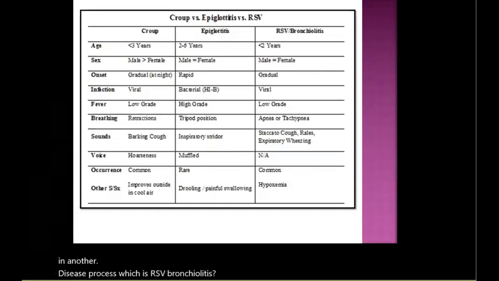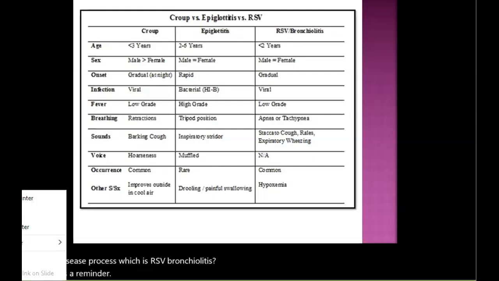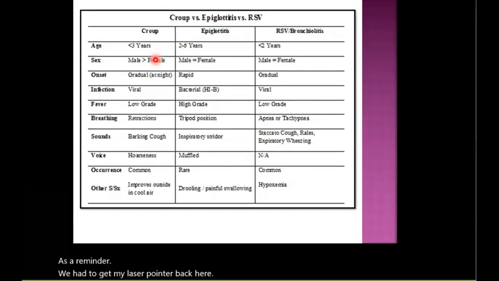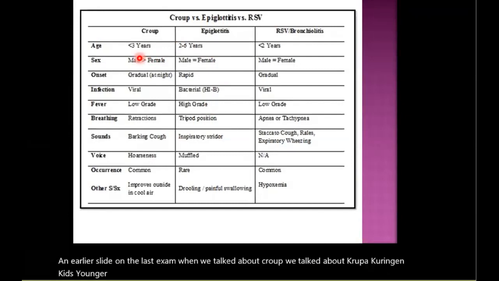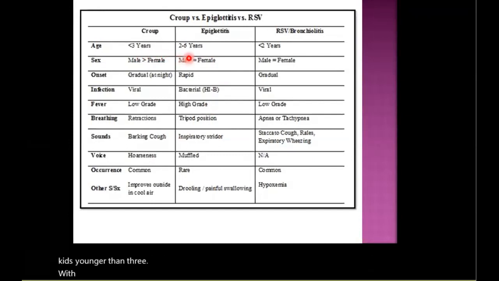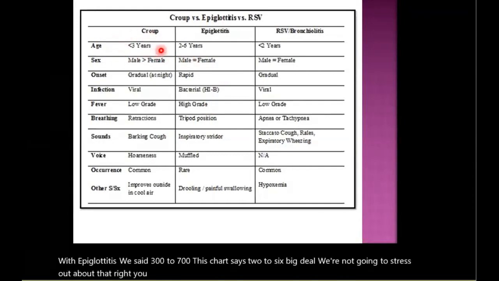As a reminder, on an earlier slide, on the last exam, when we talked about croup, we talked about croup occurring in kids younger than 3. With epiglottitis, we said 3 to 7. This chart says 2 to 6. Big deal. We're not going to stress out about that, right? You get the point. Croup is in the little toddlers. Epiglottitis is your pre-toddler through kindergartner age range, typically first grade-ish.